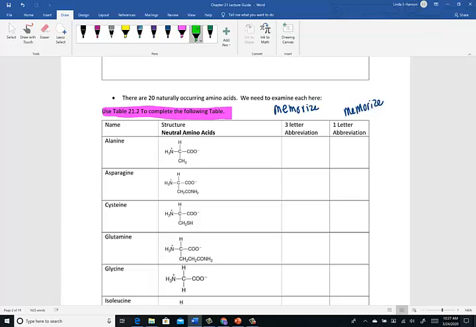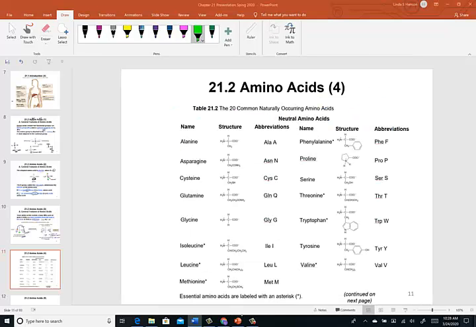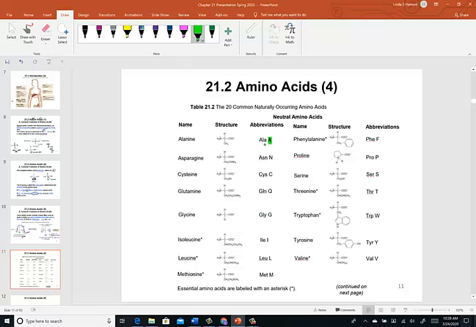The first of the 20 amino acids is alanine. Alanine. Hear that? I'm going to say it again. Alanine. It has a functional group where R is equal to a methyl group. That R gives it its identity. What I'm asking you to fill in here is the 3-letter code and the 1-letter code: ALA and A.